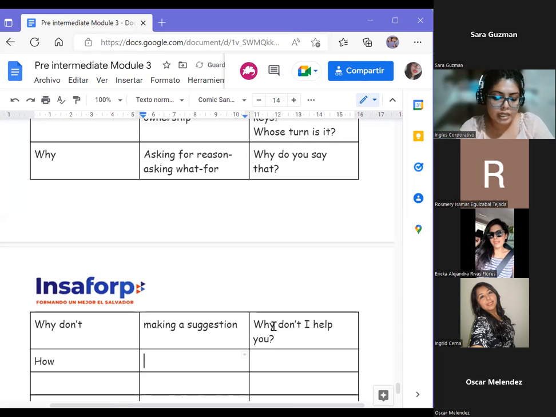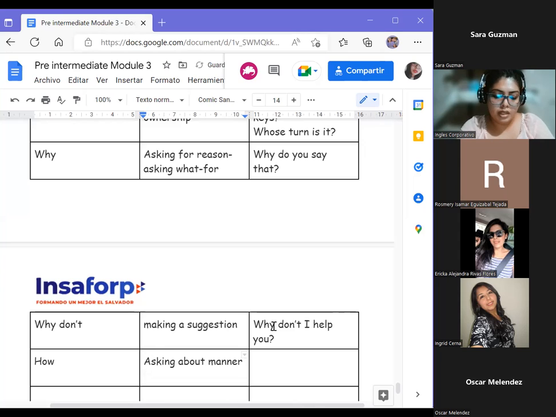And this one is asking about manner. And also asking about condition or quality.